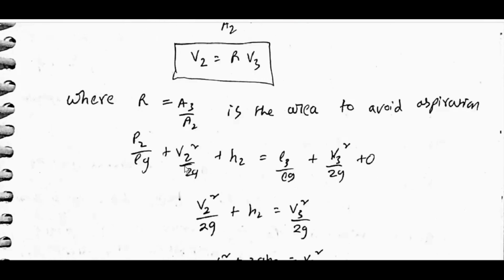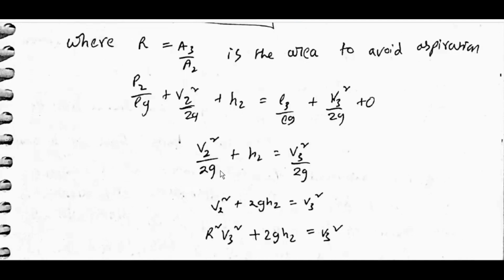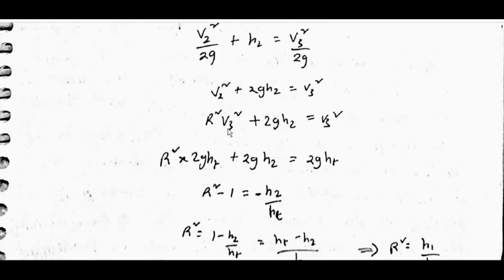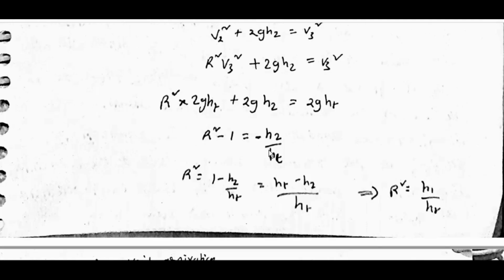P2 by rho g plus V2 square by 2g plus H2 is equal to P3 by rho g plus V3 square by 2g plus 0. V2 square by 2g plus H2 is equal to V3 square by 2g. V2 square plus 2g H2 is equal to V3 square. R square V3 square plus 2g H2 is equal to V3 square. R square into 2g HT. V3 square is 2g HT, plus 2g H2 is equal to 2g HT.